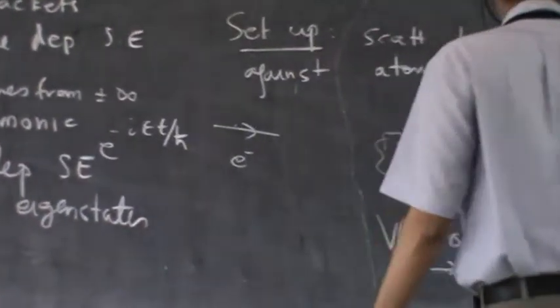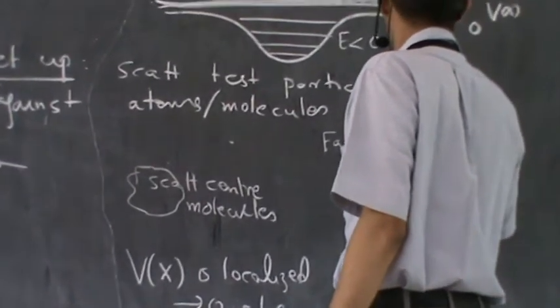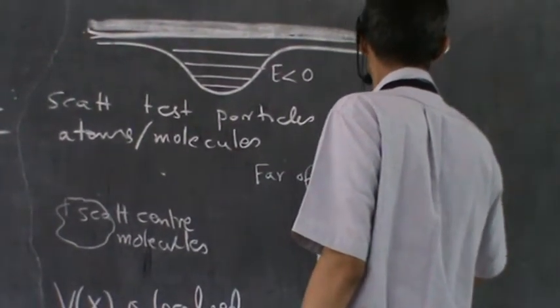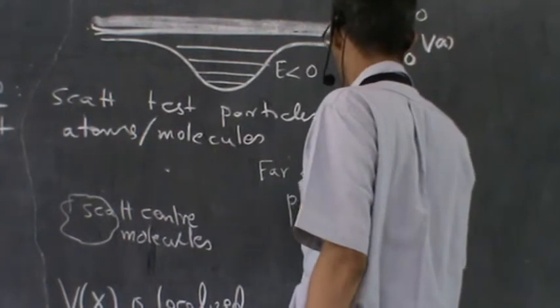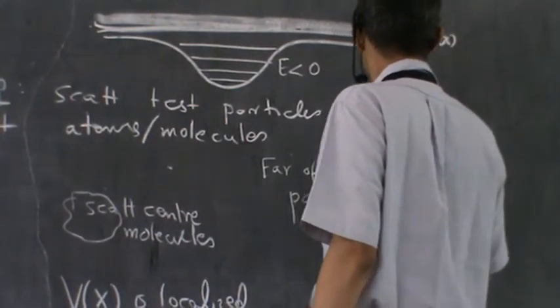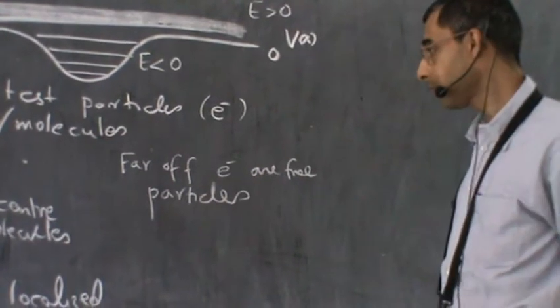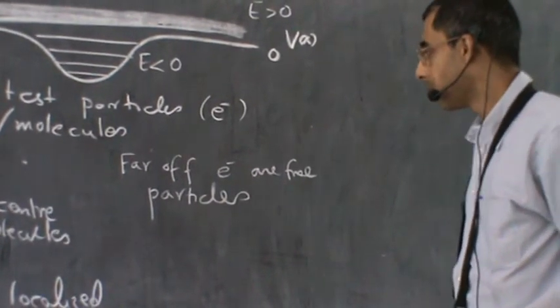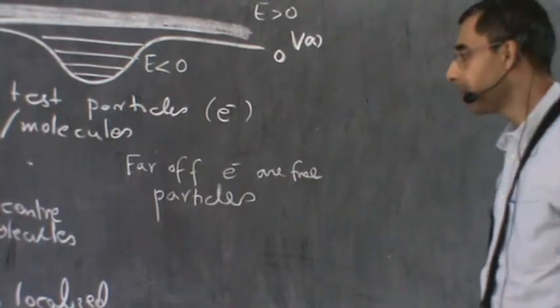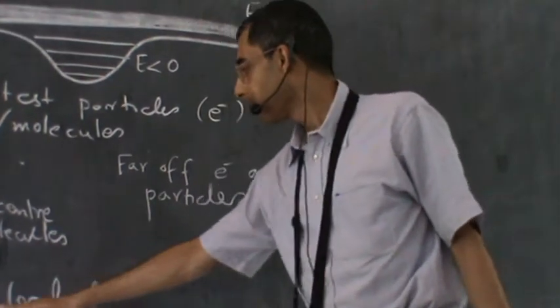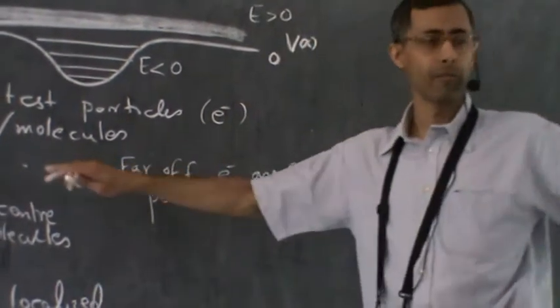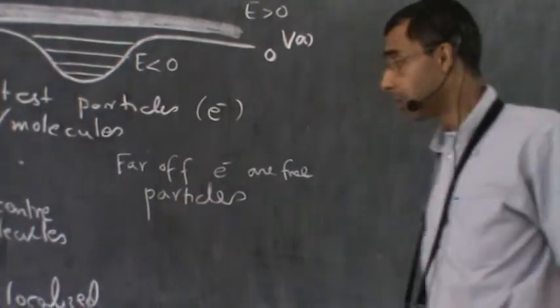So far away, electrons are free particles, and we just need to solve the free particle Schrodinger equation far away. And we will suppose that V goes to 0 sufficiently fast at infinity, so that this approximation will hold.